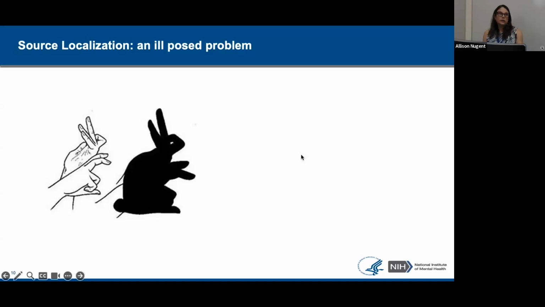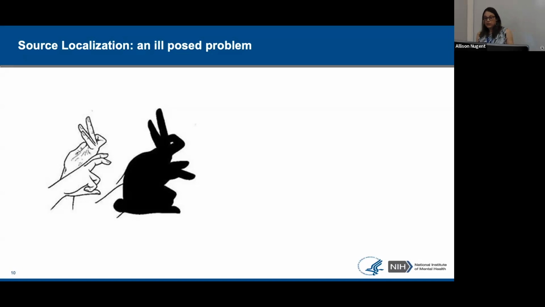And although MEG does have better spatial resolution than EEG, that requires solving an inverse problem, which is ill-posed. In our instrument at the NIH, we have 275 sensors, but we want to solve for every location in the brain. So this problem is vastly underdetermined. There are infinitely many solutions, is what I mean by this.